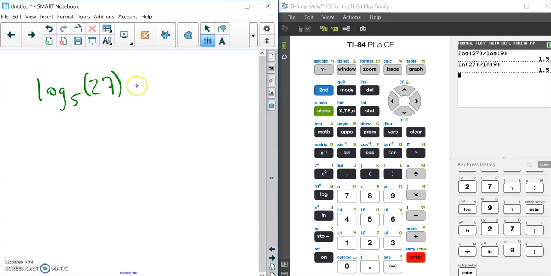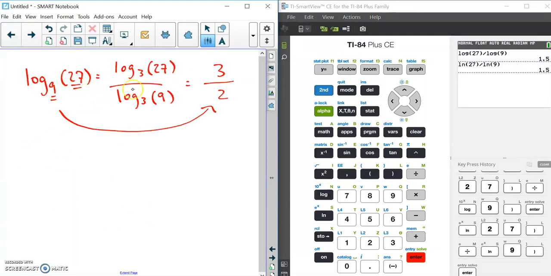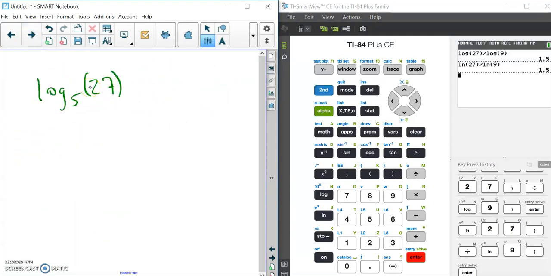Now this one I can't use the change of base property for by hand, because there's no common base between 5 and 27. Like we had a common base over here with 9 and 27, where we used a common base of 3. Now we could estimate this, and if it's not obvious how to estimate this, think about it like this: 5 to the first power is 5. 5 to the second power is 25, and 5 to the third power is 125.